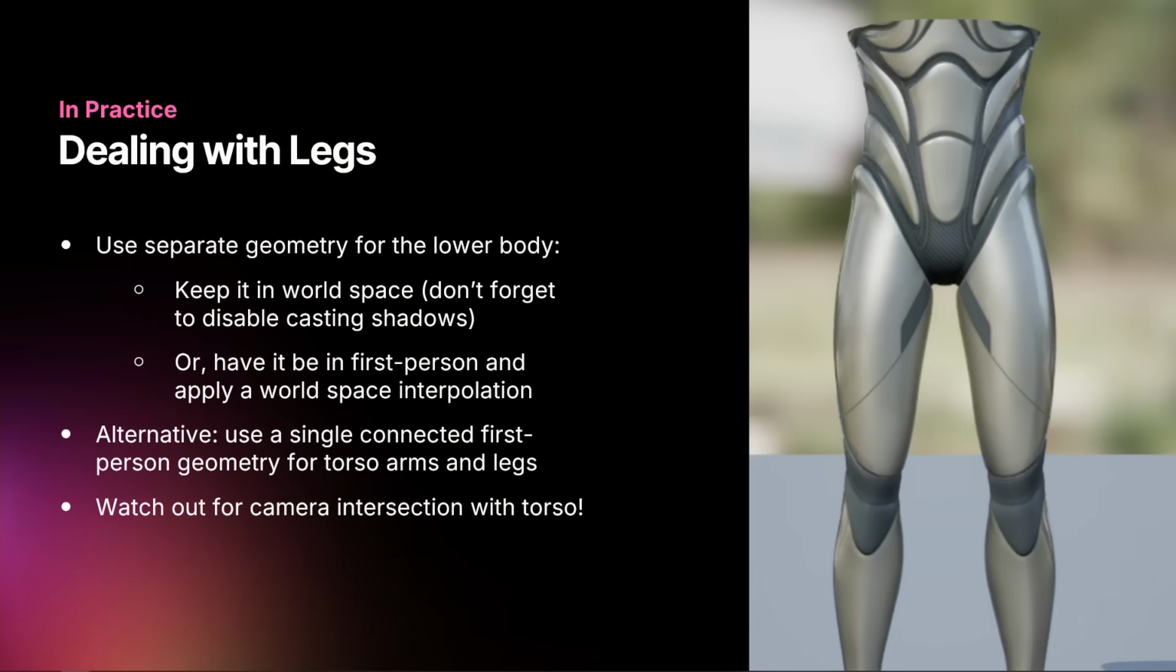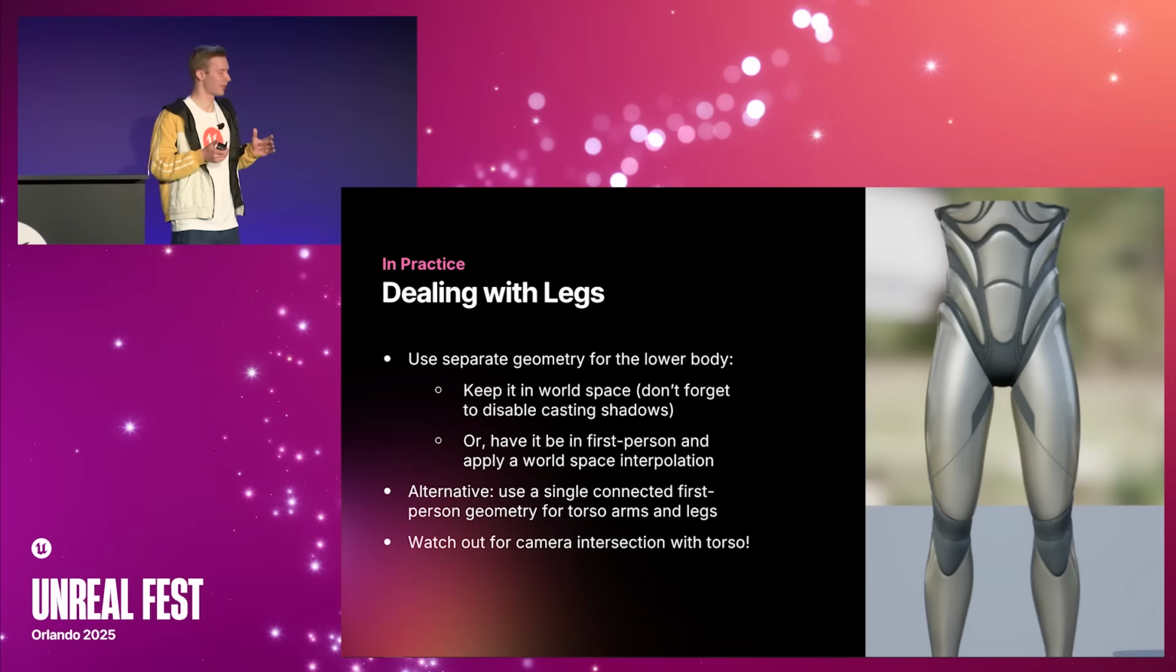In any case, you should probably watch out for camera intersection with the torso, especially when looking down. So unfortunately, I don't really have any silver bullet advice for that, except that you probably need to tweak things and sort of make sure that either the camera can't move low enough or move it a bit forward as you tilt down. Yeah, unfortunately, this is yet to be solved in a consistent way.